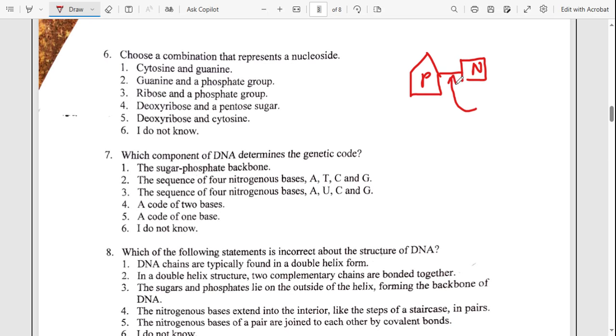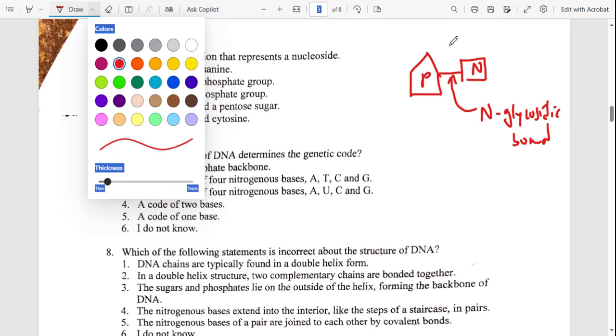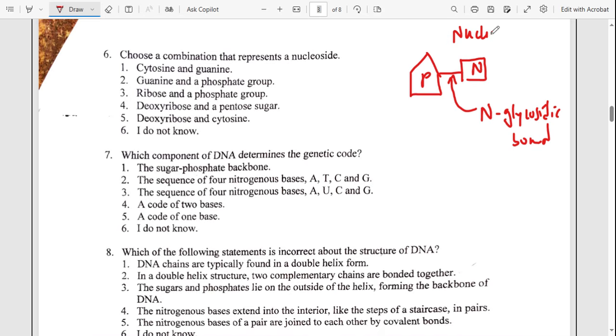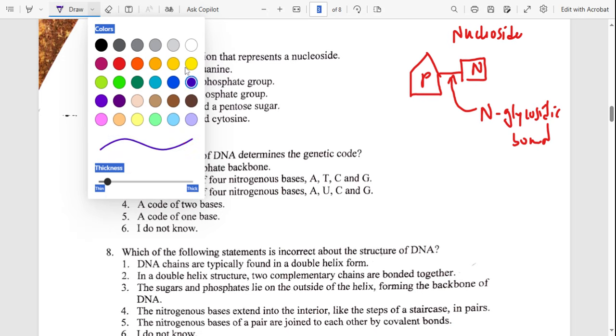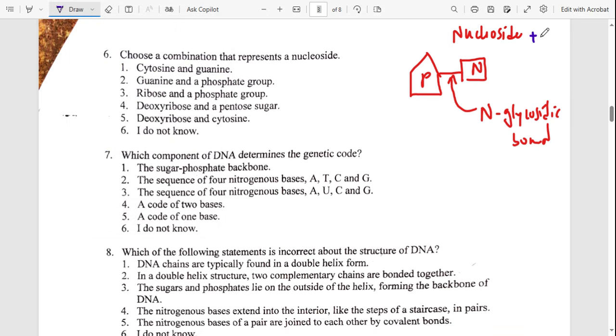This bond between a pentose sugar and a nitrogenous base, we call it the N-glycosidic bond. Okay, this is a nucleoside. Now to this nucleoside, if we add the phosphate plus phosphate, it becomes a nucleotide. Okay, we now add the phosphate.